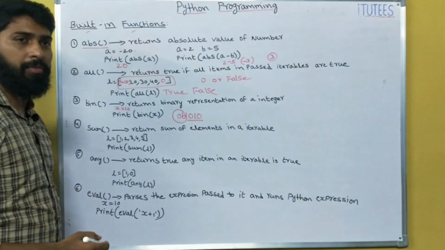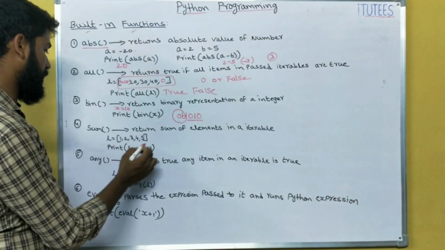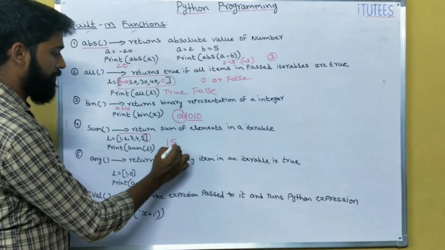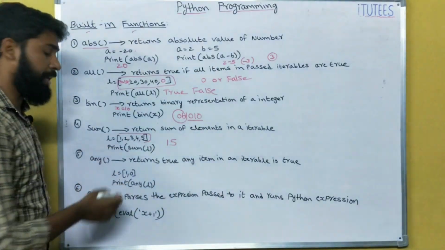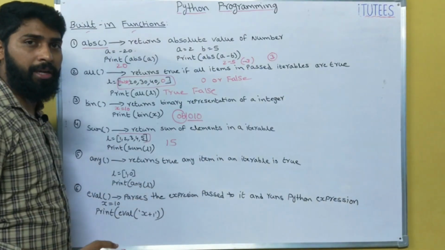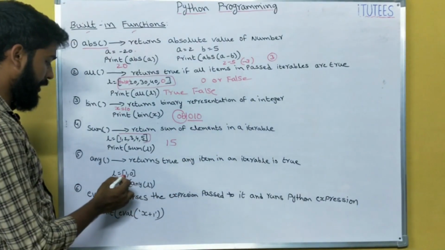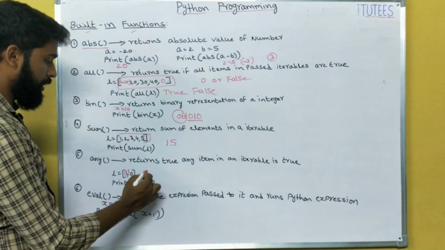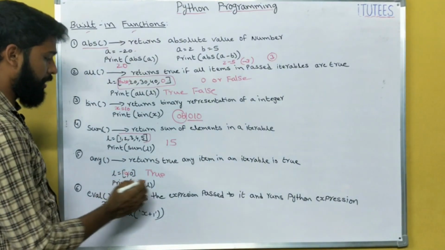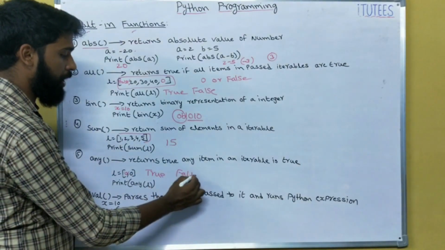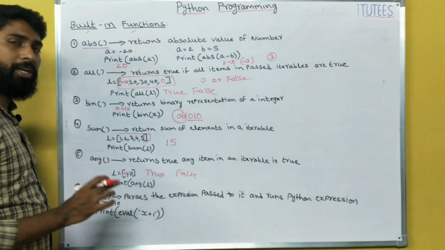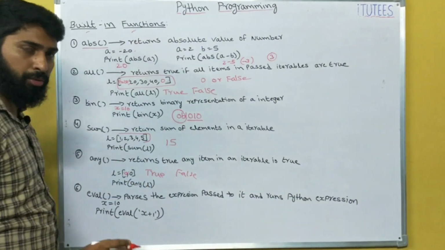Next, the sum function. It returns the sum of elements in the iterable. It returns the sum of all these elements, 15. Any returns true if any item in the iterable is true. That means if one item is true, then it returns true. If all the items are false, then only it returns false.